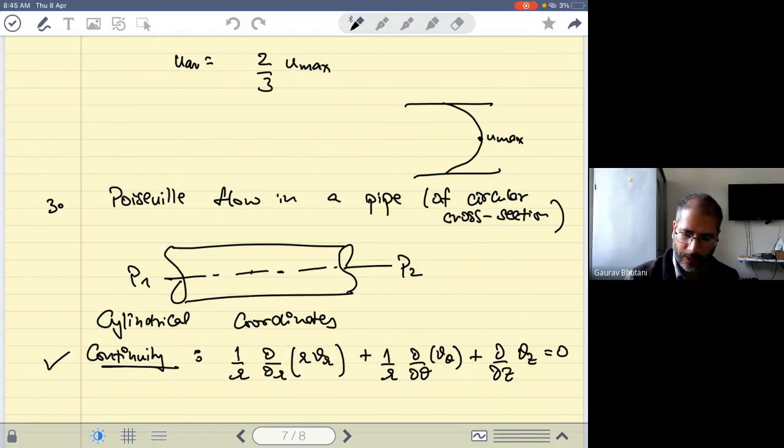So r is this radial coordinate, and there is no theta, which is perpendicular to this r vector in the theta direction. So the flow is simply in the axial direction. So it's only Vz that exists. There is no V theta or Vr, and also Vz is simply a function of r. That is what you will get from the continuity equation. So Vz is not a function of theta and not a function of z.